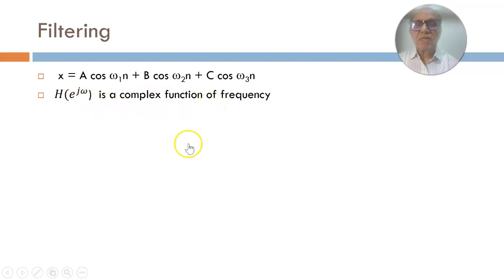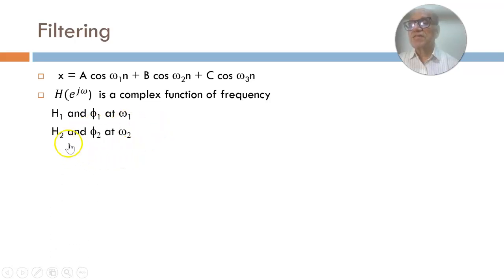Now, if you look at the transfer function, H of e raised to j omega, this is a complex function of frequency. So it will have a gain, magnitude, and the phase angle. So let's say that its magnitude is H1, and the phase angle is phi 1 at omega equal to omega 1. Remember, this is a function of frequency. So for these frequencies, both H and phi are going to be different. So let us say H1 and phi 1 are the magnitude and phase at omega 1. Then H2 and phi 2 at omega 2. Then H3 and phi 3 at omega 3.